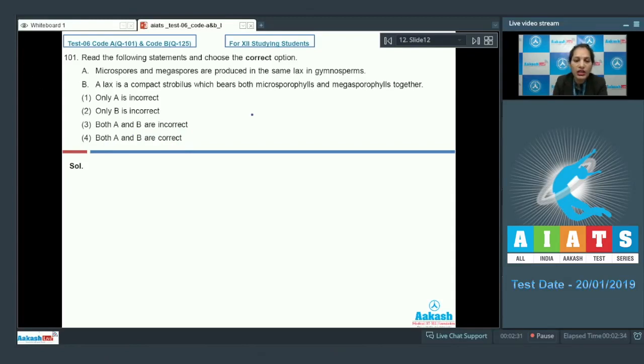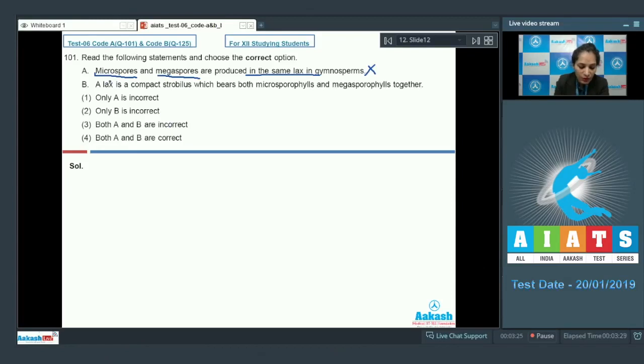This question is all about the gymnosperms. See the statement A. Microspores and megaspores are produced in the same lax. What is a lax? Lax is a cone. So, the megaspores and microspores are found in the same cone or the same strobilus in gymnosperms? No. As you know, gymnosperms are heterosporous in nature. They produce two different types of spores, that are microspores and megaspores, and they produce these spores in different cones. So, this option is ruled out.